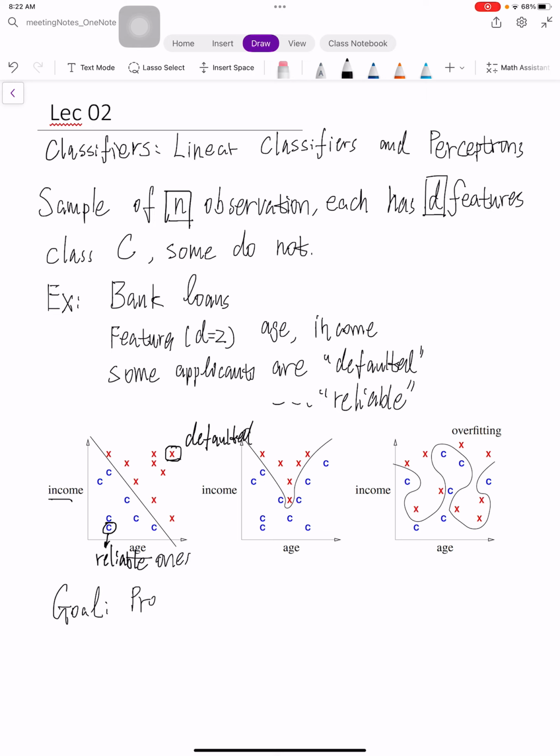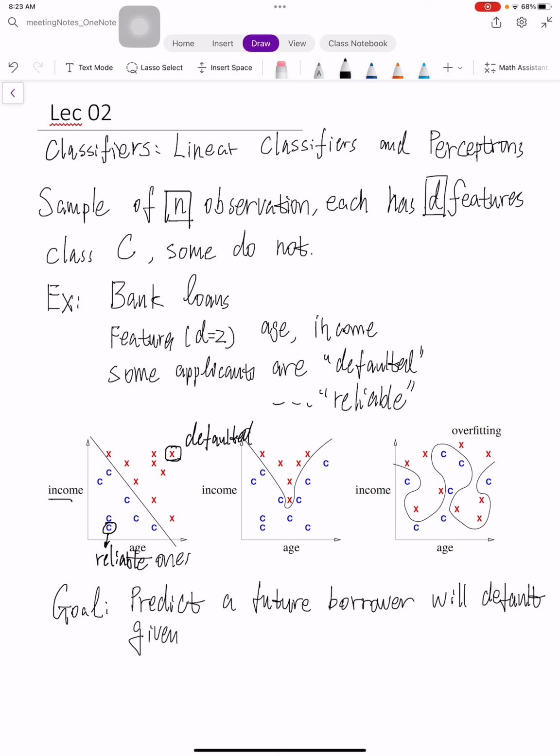to predict whether a future borrower will default, given the new applicant's age and income.